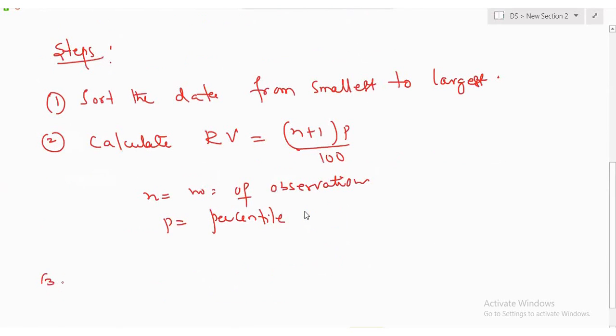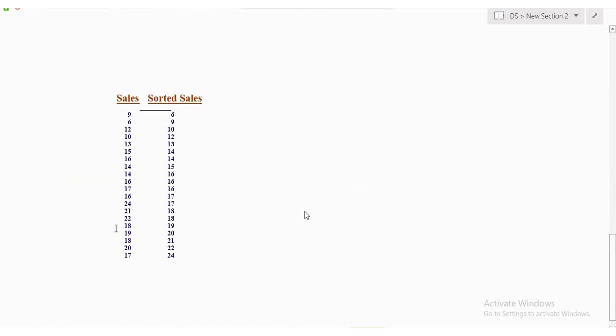Third, calculate PV, percentile value. Let us understand all these things. Step one, what do I need to do? Sort the data. Step one. I sorted this data. All clear? Guys online, are you able to see the numbers?